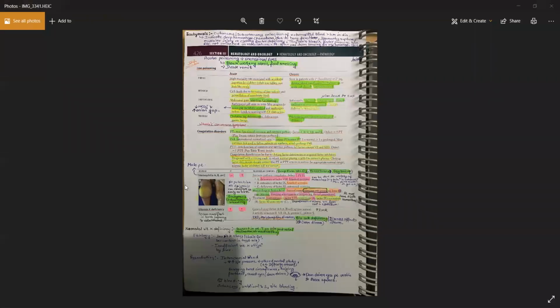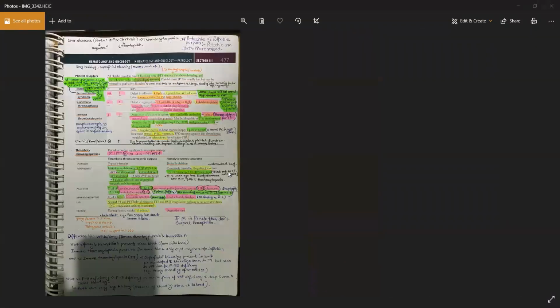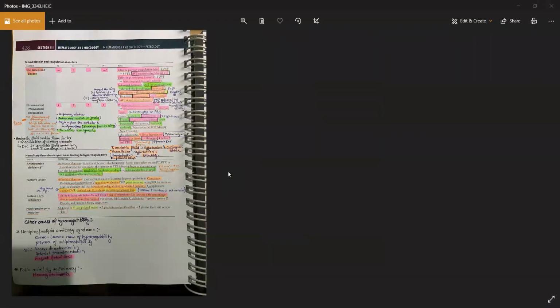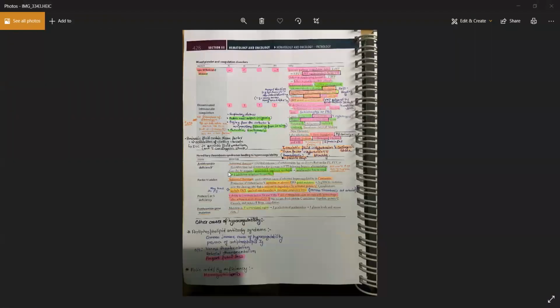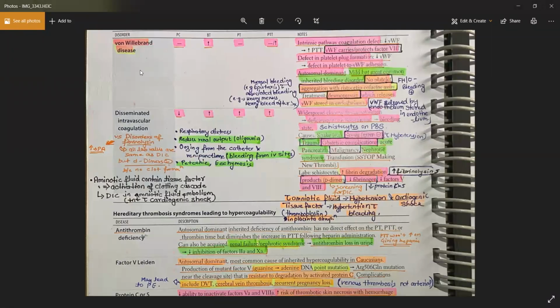Those were purely the clotting disorders, in which you generally have an increase only in the PT and PTT, with no increase in the bleeding time. Now we are going to discuss the disorders which affect the bleeding time as well as the PT and the PTT. So the first one is von Willebrand disease.